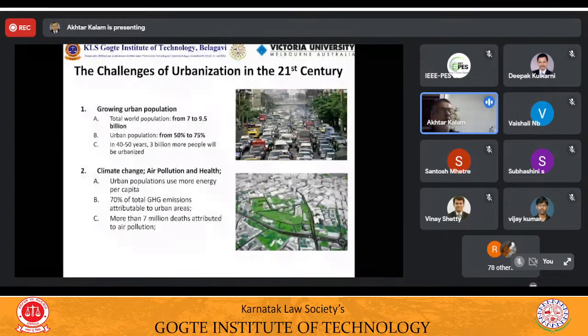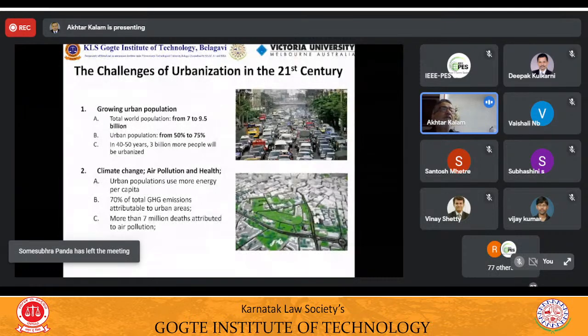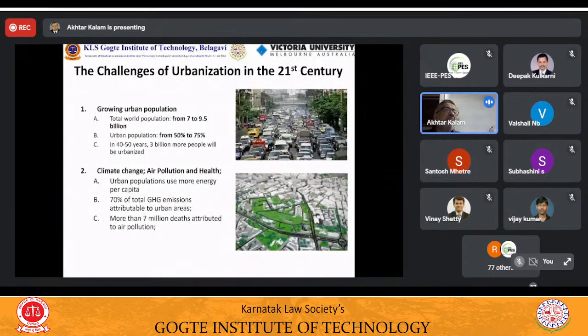The total world population is going from 7 to 9.5 billion people. Urban population is between 50 to 75%. In 40 to 50 years' time, we will have 3 billion more people.